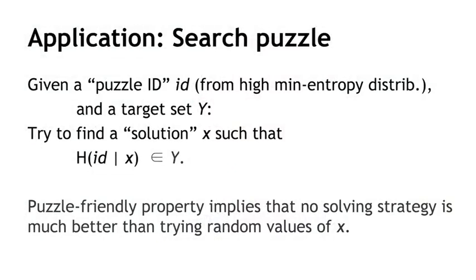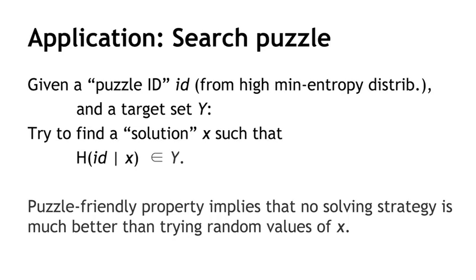To be more specific, the idea is that if we're given a puzzle ID, which is chosen from some high min-entropy distribution, that is some very spread out probability distribution, and we're given a target set Y, which someone wants to make the hash function fall into, then we want to try to find a solution X, so that if we hash the puzzle ID together with the solution X, we get a result that's in the set Y. So Y is a target range or set of hash results that we want, the ID specifies a particular puzzle, and X is a solution to the puzzle.